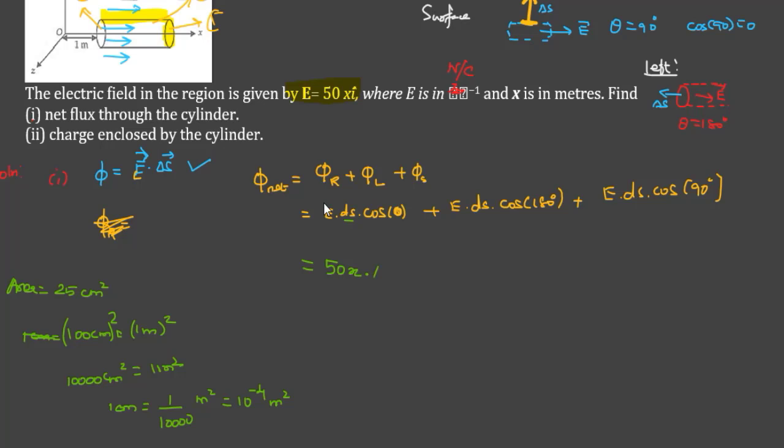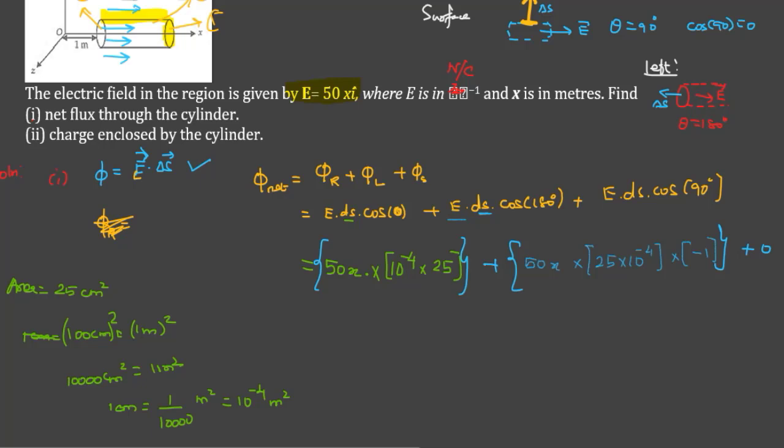So now we have to write here. The area is nothing but 10 power minus 4 into 25. Clear? So we know that cos 0 is nothing but 1. Then plus, again we have to write E as 50x into dS, which is again 25 into 10 power minus 4, and cos 180 is nothing but minus 1. So this term is 0.